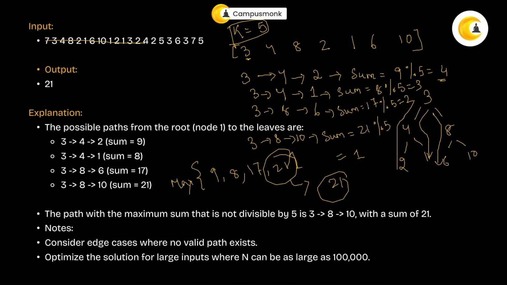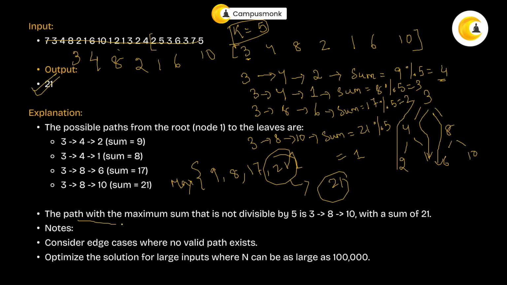I guess they have just given a wrong input over here, and this last thing is the input. So we'll just change the input. That will be 3, 4, 8, 2, 1, 6, and 10. Okay, this will be the input. All right, so I hope that you have understood this. You can see the output is 21.